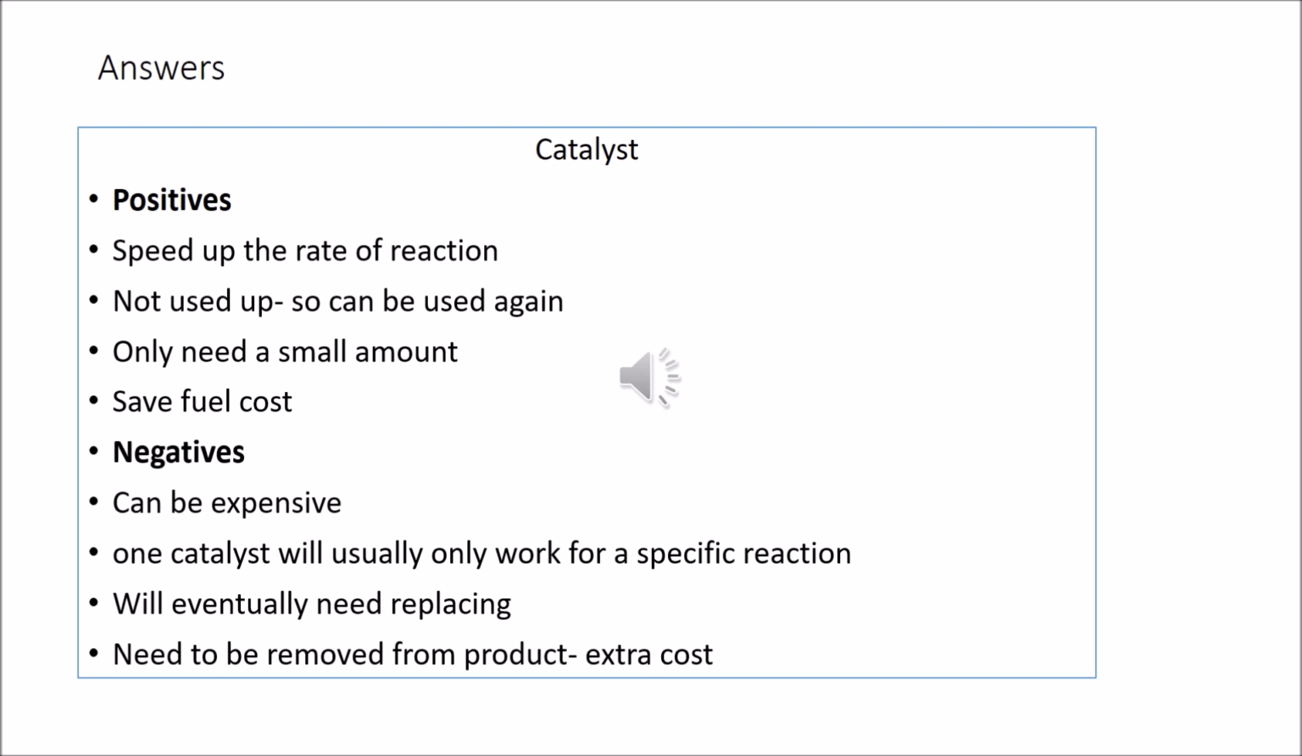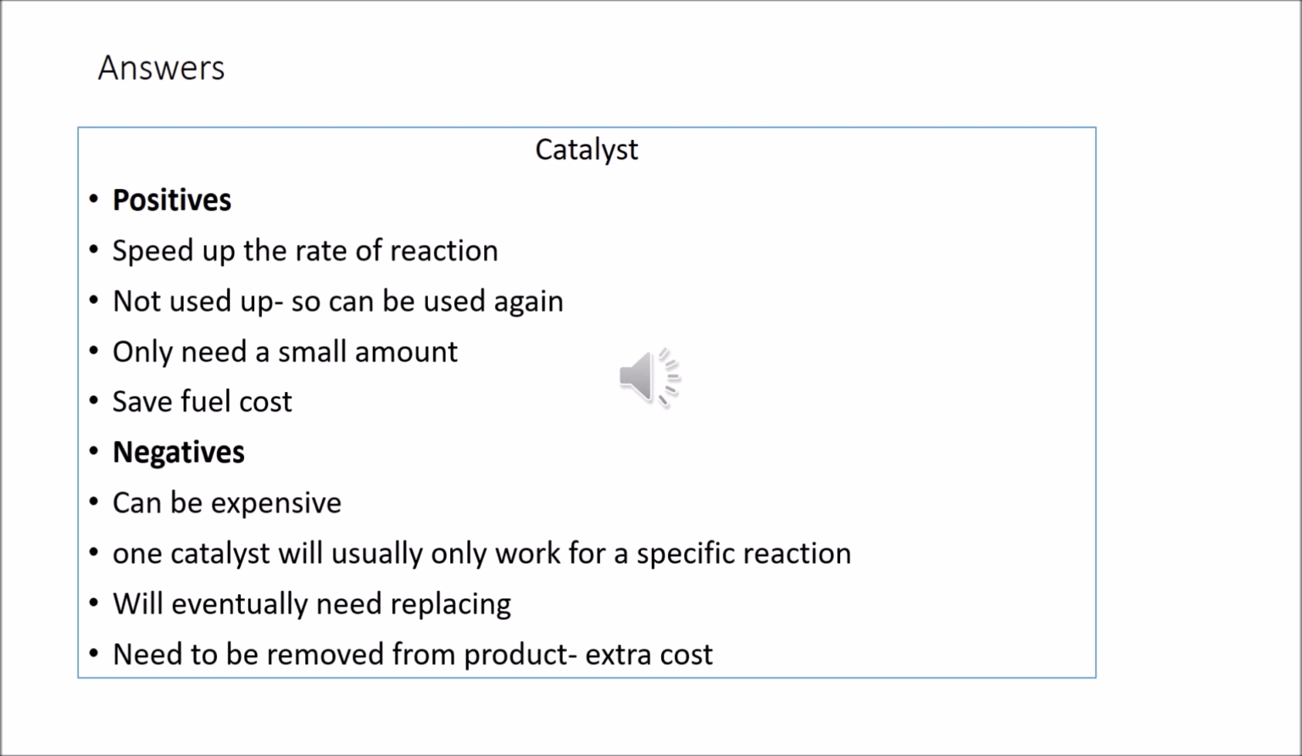Now you can check your answers on these slides. For the positive points, point number 1, a catalyst can speed up the rate of reaction. It is not used up, so it can be used again. You only need a small amount, and it also saves fuel costs. From a negative point of view, it can be expensive.